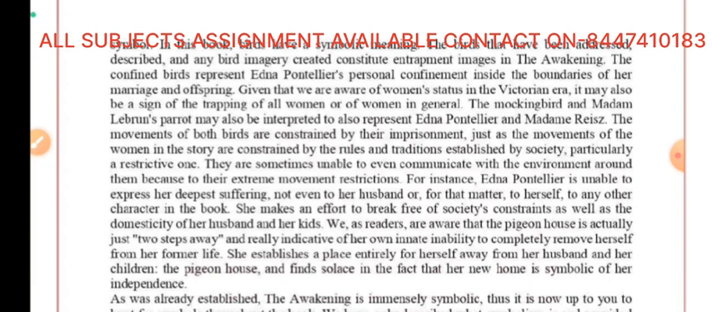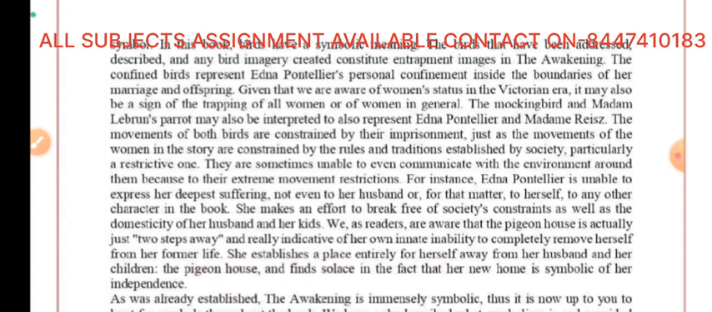The confined birds represent Edna Pontellier's personal confinement inside the boundaries of her marriage and offspring. Given that we are aware of women's status in the Victorian era, it may also be a sign of the trapping of all women or of women in general. The mockingbird and Madame Lebrun's parrot may also be interpreted to represent Edna Pontellier and Mademoiselle Reisz.